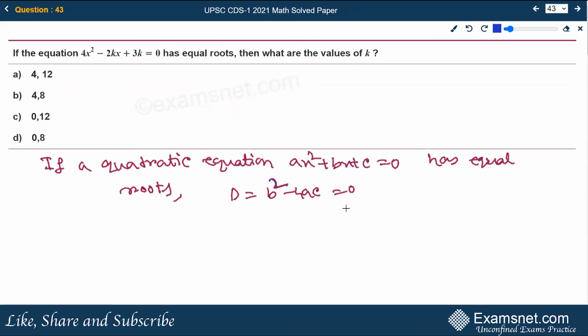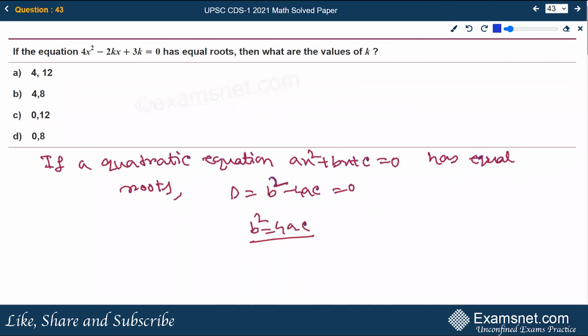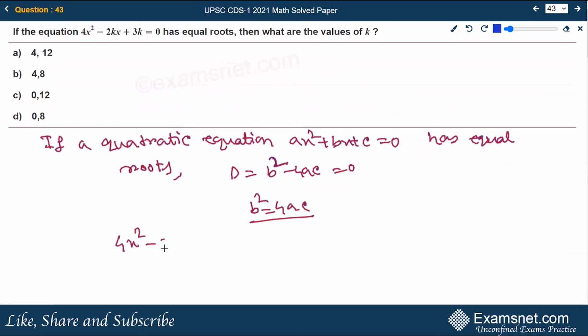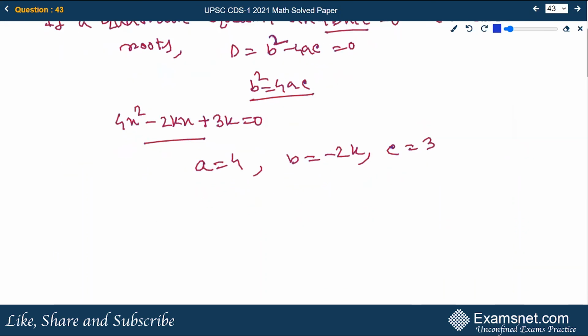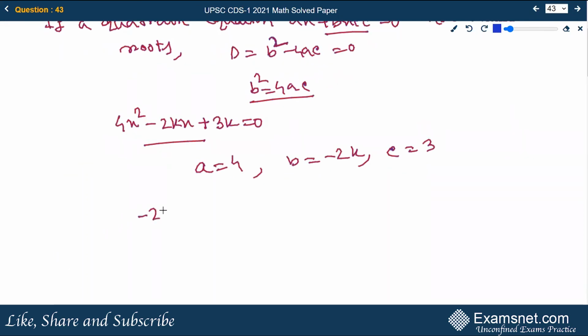If b square minus 4ac equals 0, then we can say the quadratic equation will have equal roots. So further we can write b square equals 4ac from here. We are given a quadratic equation, that is 4x square minus 2kx plus 3k equals 0. After comparing with the general form, I can write a equals 4, b equals minus 2k and c equals 3, correct? So to have equal roots, we will have minus 2k whole square equals 4 multiplied by 4 multiplied by 3.